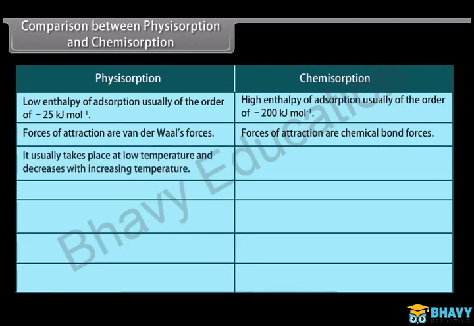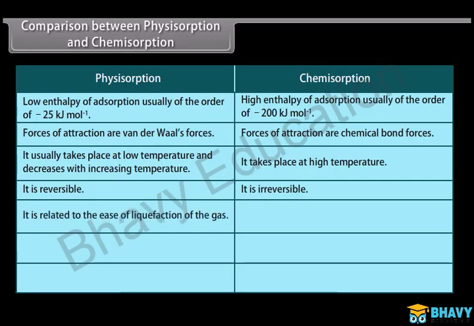Physisorption usually takes place at low temperature and decreases with increasing temperature, whereas chemisorption takes place at high temperature. Physisorption is reversible, whereas chemisorption is irreversible. Physisorption is related to the ease of liquefaction of the gas, whereas in chemisorption, the extent of adsorption is generally not related to liquefaction of the gas.